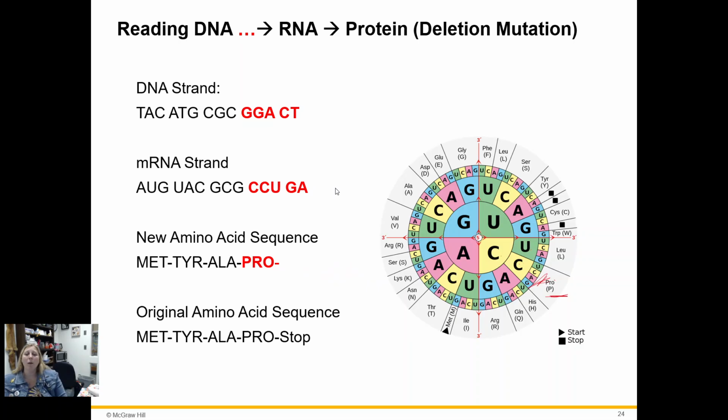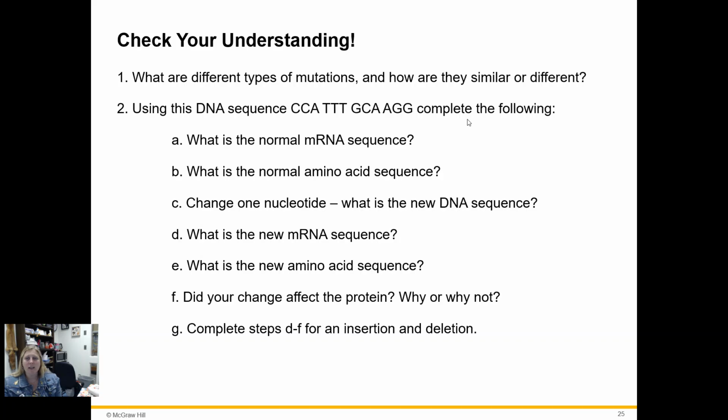So when we talk about reading DNA sequences, what we really are saying is that your DNA holds that information. The mRNA is going to be complementary to the DNA, but with A's substituted out for U's, and then that is going to be what's used to code for that amino acid sequence. I think that's it. Here's your check your understanding with a little bit of a DNA sequence to complete the following, like doing some of these mutations and seeing what happens to those words.